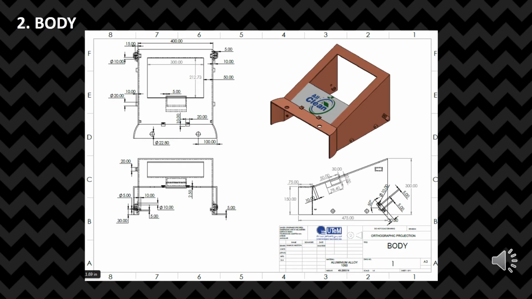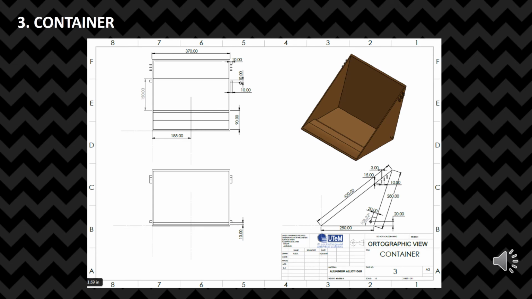Number 2, body. From this drawing, we can see the width of this body is 400 millimeter. The height of this body is 300 millimeter and the length of this body is 475 millimeter. The material of this body is aluminium alloy 1060 and the weight of this body is around 49 Newton.